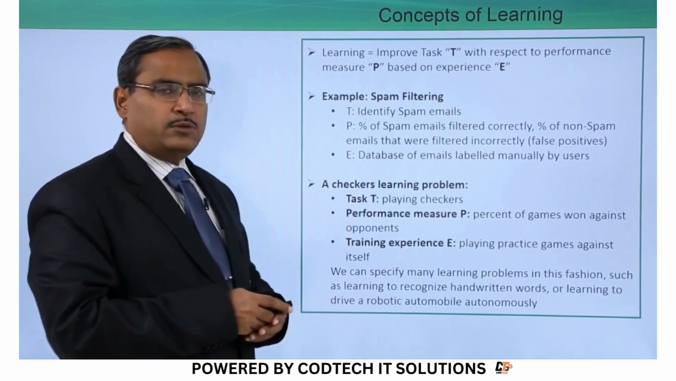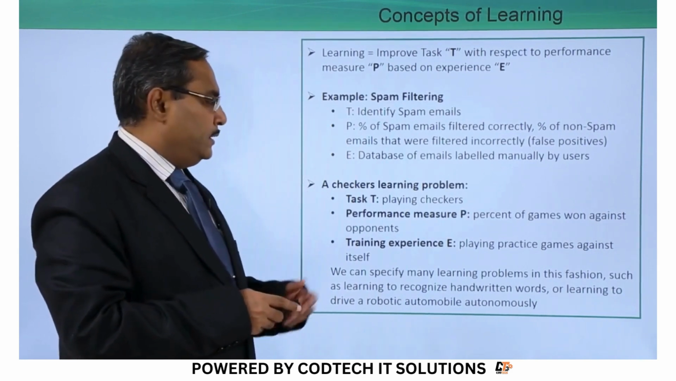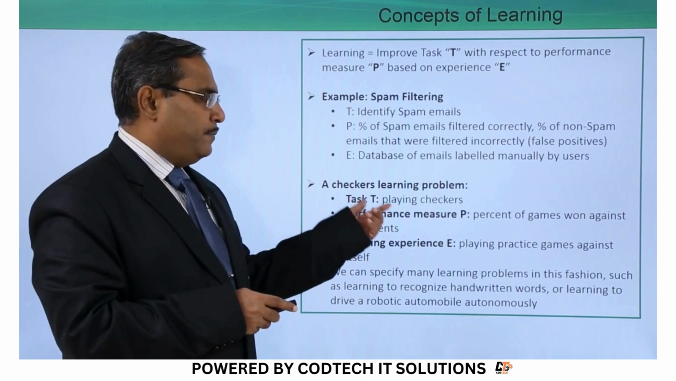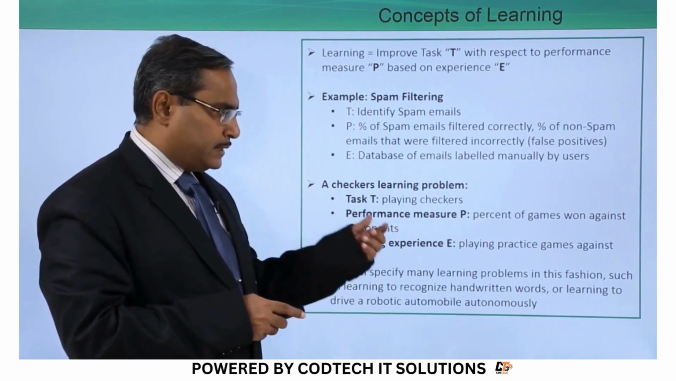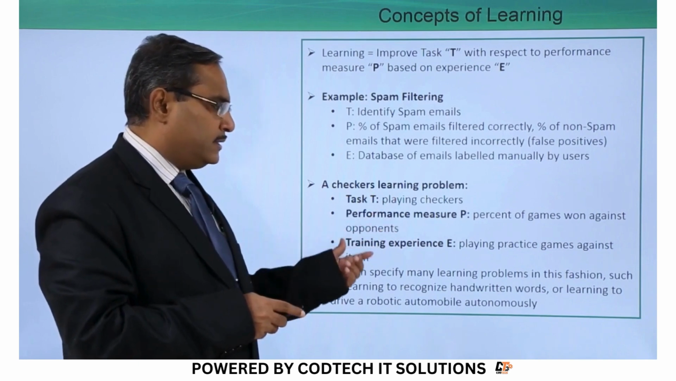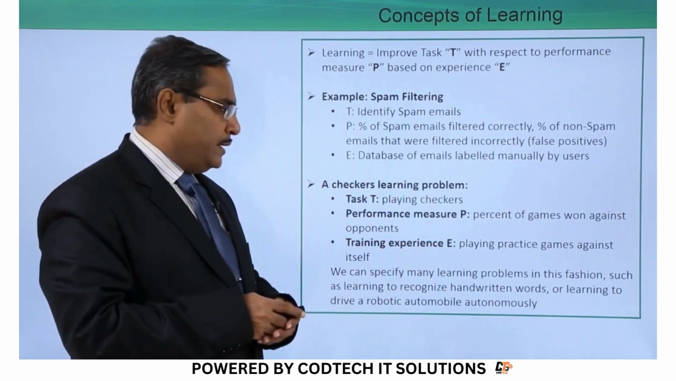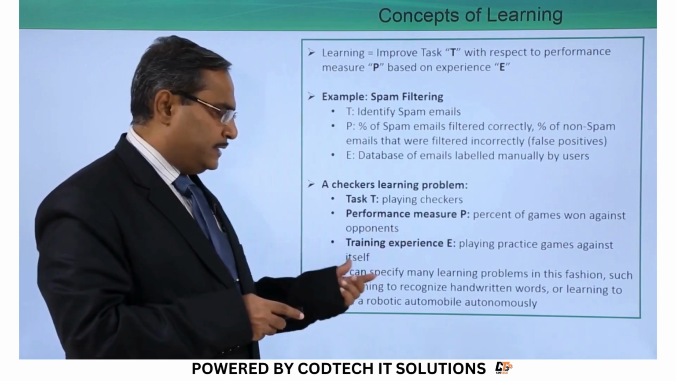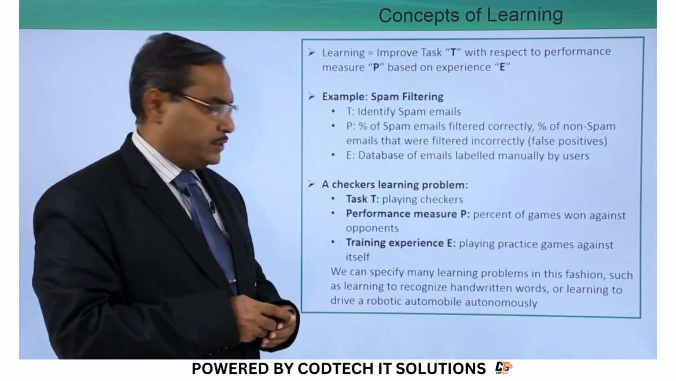E is our experience: a database of emails labeled manually by users. Let us go for another one, a checkers learning problem. The task T is playing checkers, the performance measure P is the percentage of games won against the opponent, and the training experience E is playing practice games against itself.